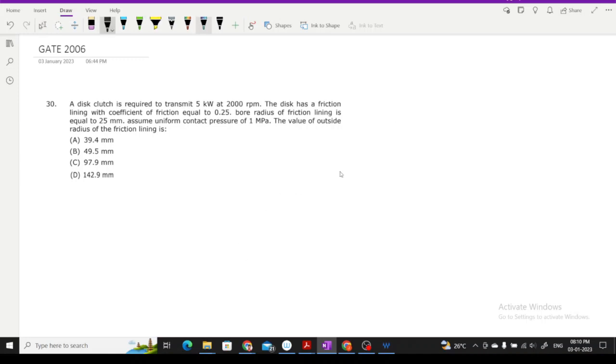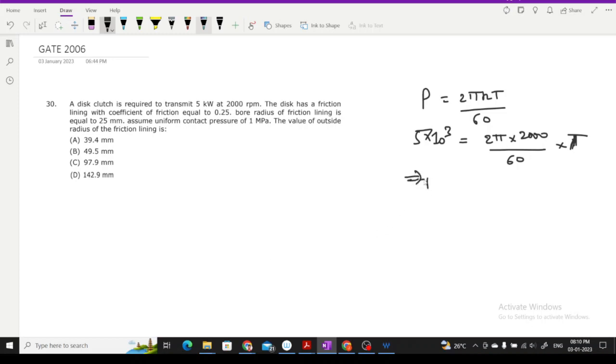First you need to calculate the friction torque, right? Because power is provided. So power is 5 kilowatt, which is 2 pi N by 60, with N as 2000, into this torque, which is nothing but the braking torque MT. So what will be the answer for this torque?